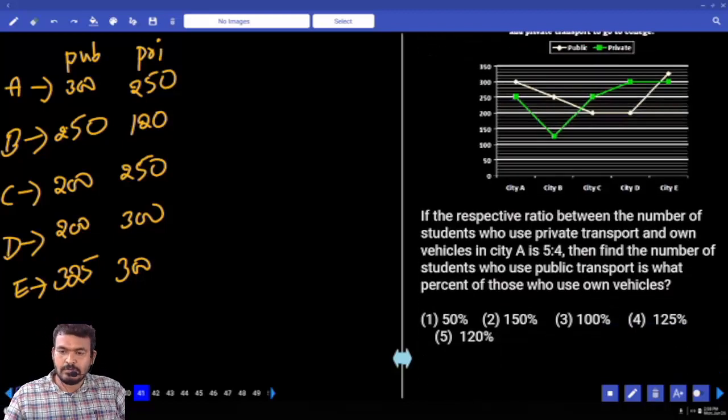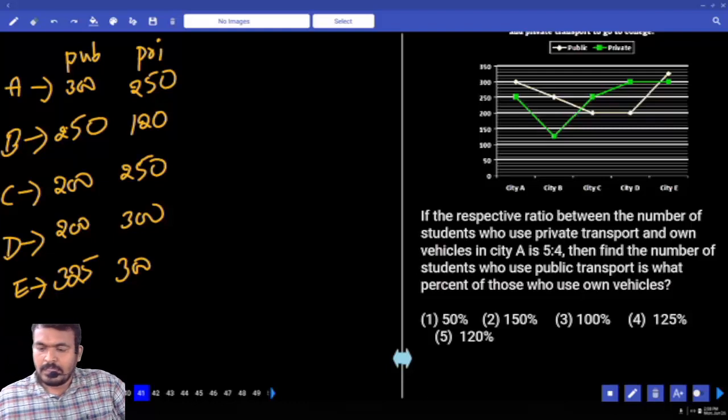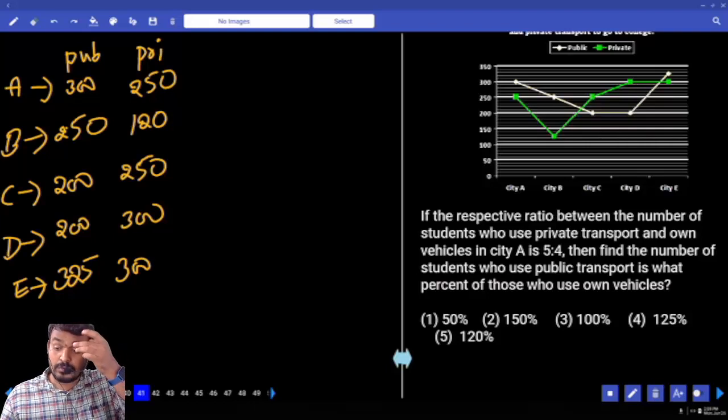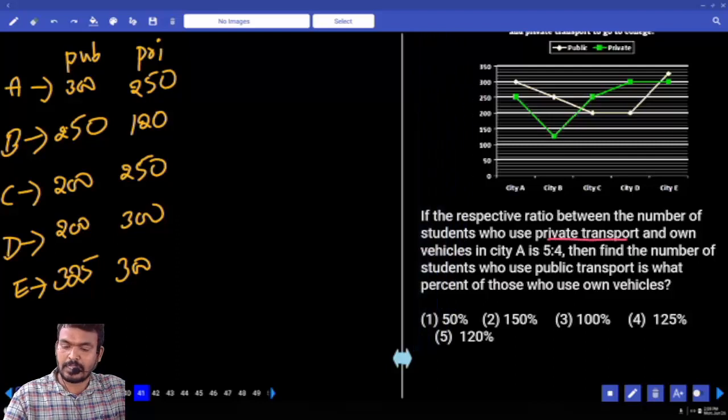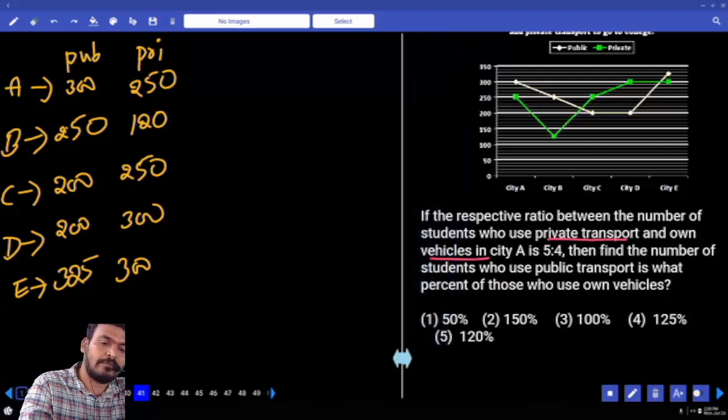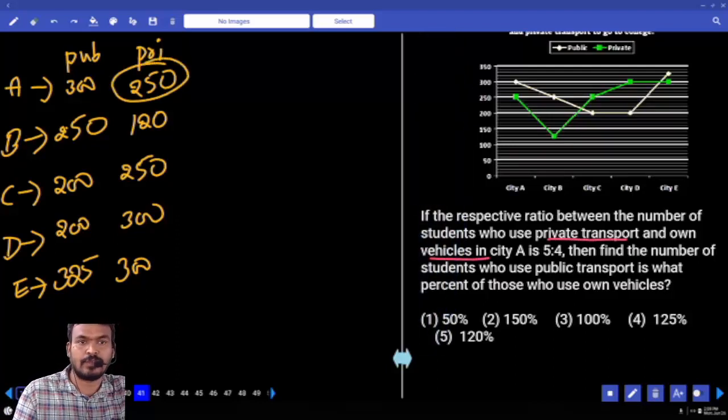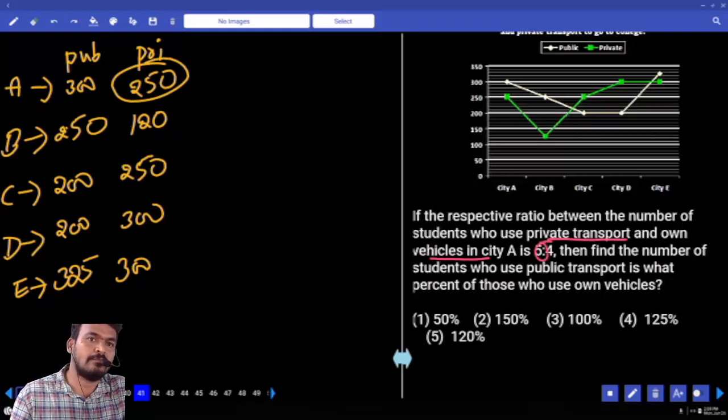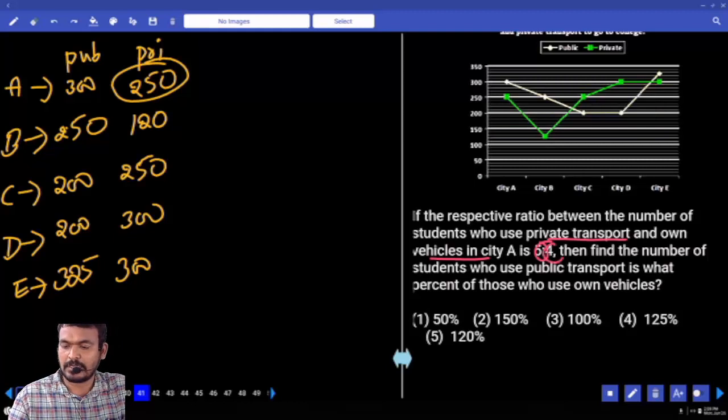What is the first question? The respective ratio of the number of students who use private transport and own vehicles in city A is 5:4. Find the number of students who use public transport is what percent of those who use own vehicles. For private transport in city A, 250 represents 5 parts. 5 parts are 250, so every 1 part is 50. Then 4 parts are 200, which means own vehicles are 200.